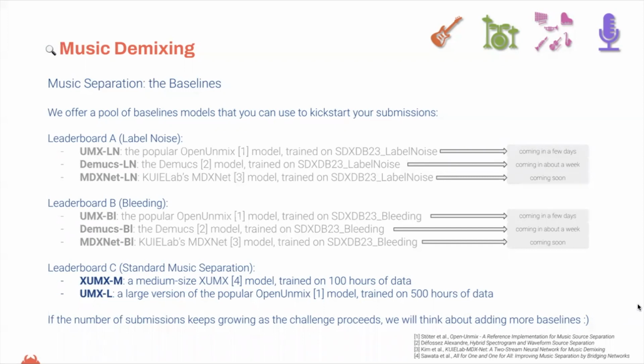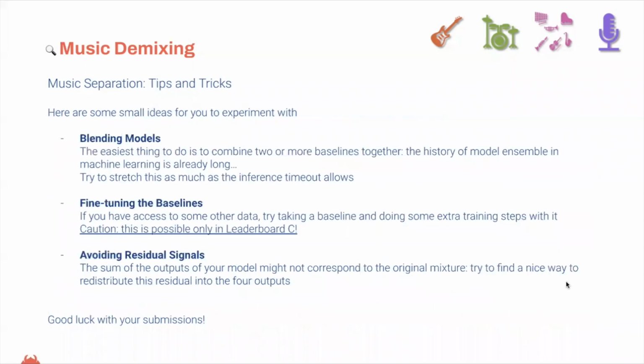Okay, the last slide, I believe. Yes, some tips and tricks. What can you do in order to really start experimenting, at least in the MDX track? Actually, these ideas are also valid for the cinematic track, so you can reuse the same ideas very easily. One would be blending models. By blending, we mean that you take two models and you combine their outputs somehow.